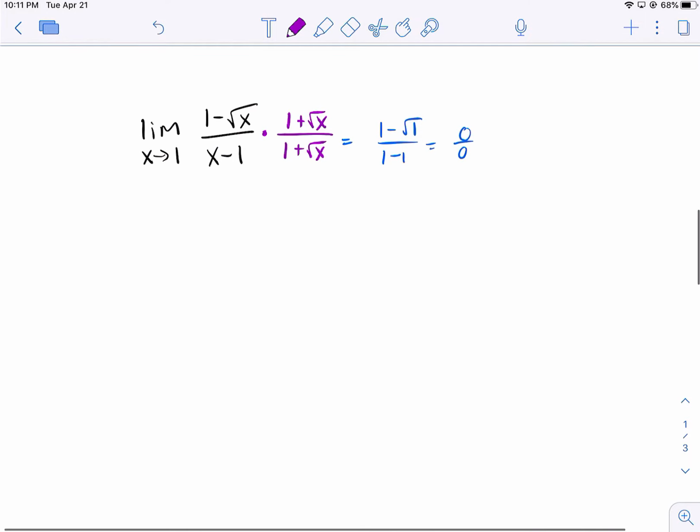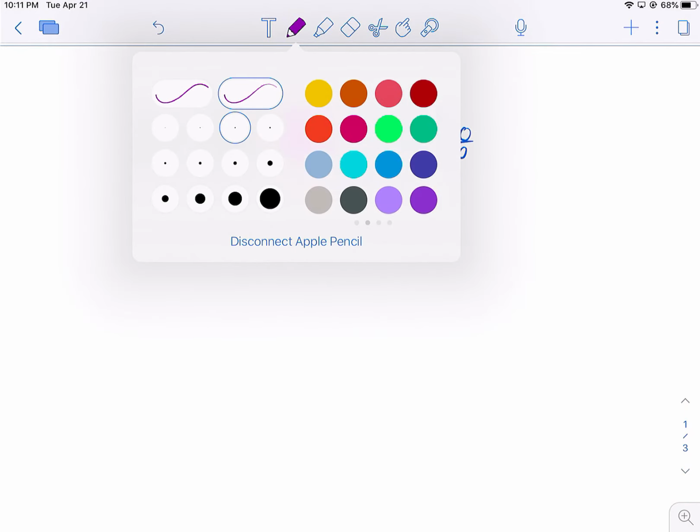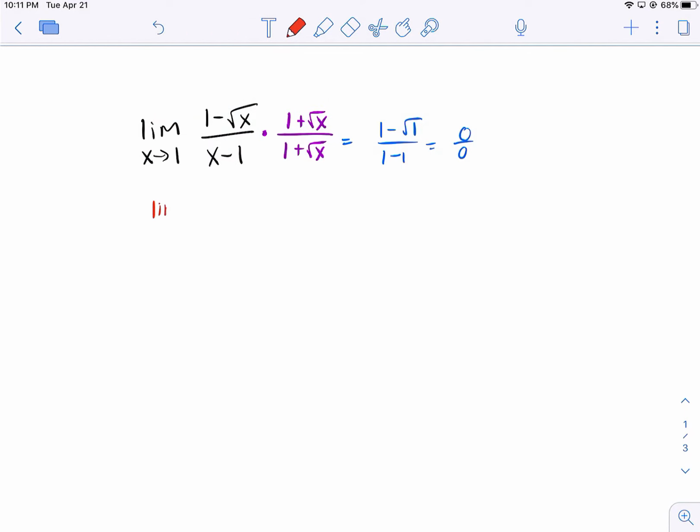We multiply by that. This becomes the limit as x goes to 1 of 1 minus square root x times 1 plus square root x over x minus 1 times 1 plus square root x. Continuing, this becomes the limit as x goes to 1.